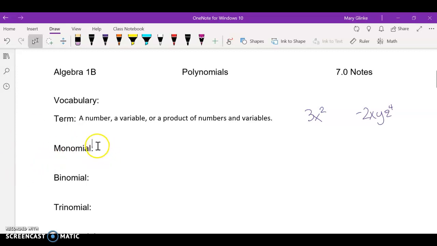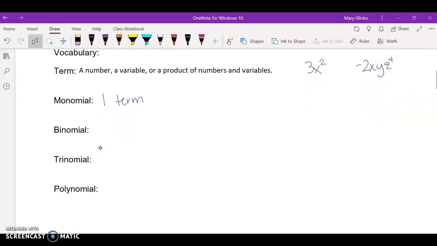A monomial is something that is exactly one term, meaning you cannot see addition or subtraction in the problem. It is just one term by itself. A binomial is going to then be two terms. So you'll see something like x plus y or 2y minus 3, something like that. Those are both binomials because each of these separate parts represents one term and there's only two of them.